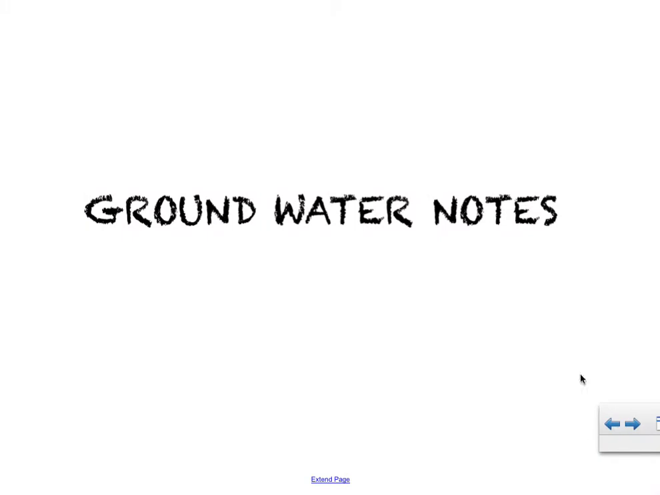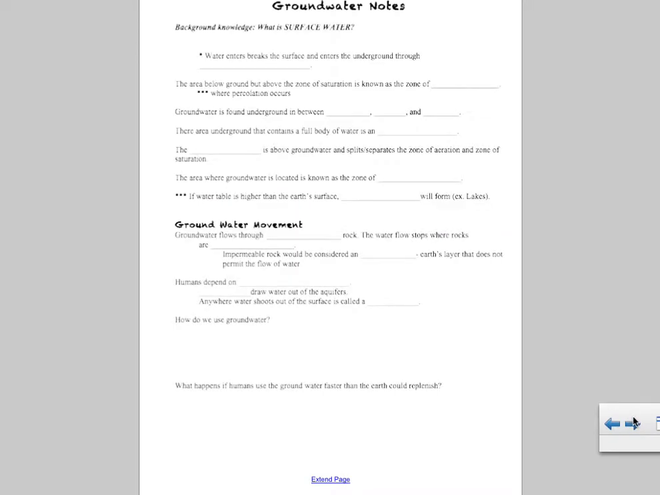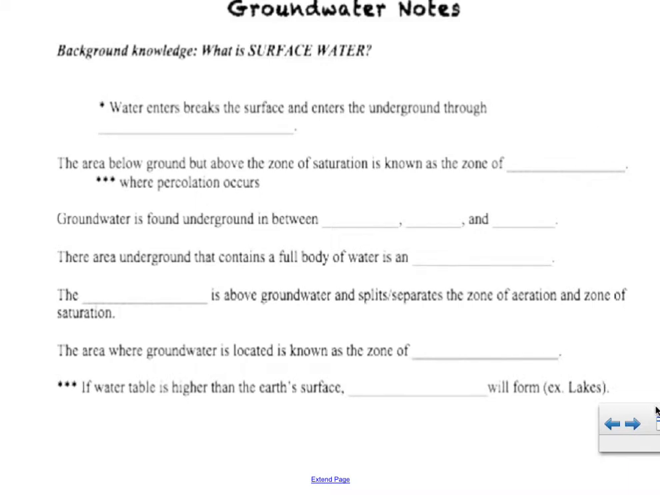All right. So now let's look at our notes and let's see what it is that you got. This is the same thing you have. This is the top portion of your notes. And then the next slide will be the bottom portion.